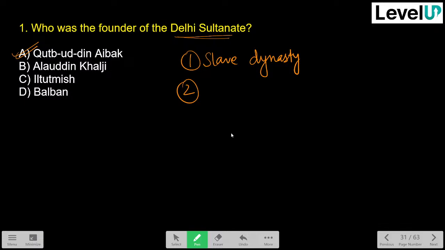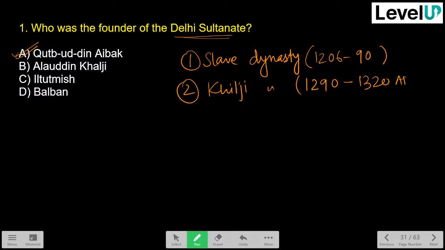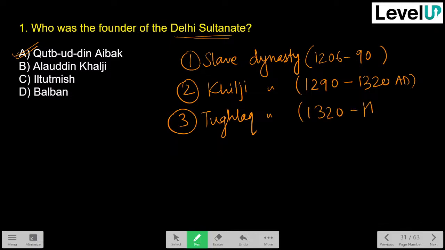The slave dynasty was from 1206 to 1290 AD. Thereafter it was the Khilji dynasty, from 1290 to 1320, the smallest rule. Third, the Tughlaq dynasty. The Tughlaqs ruled from 1320 to 1414 AD.